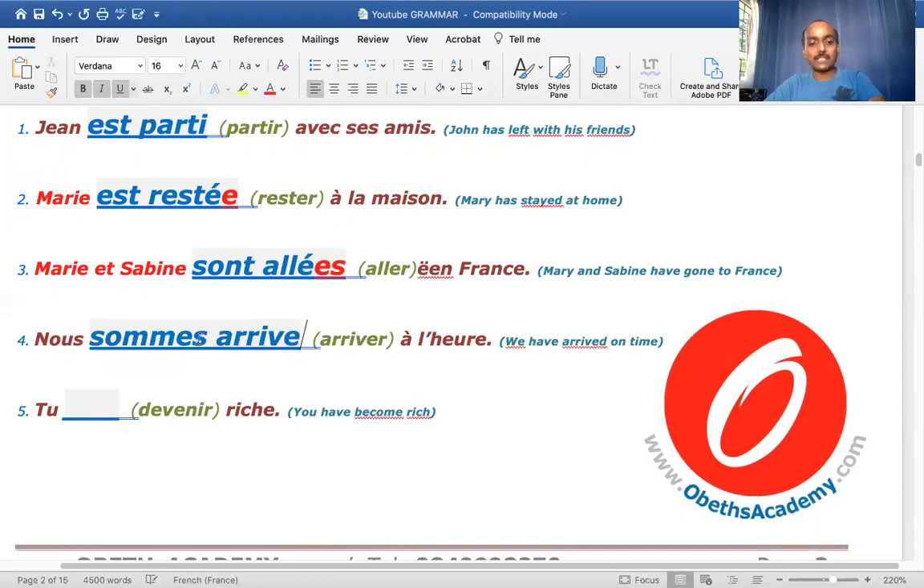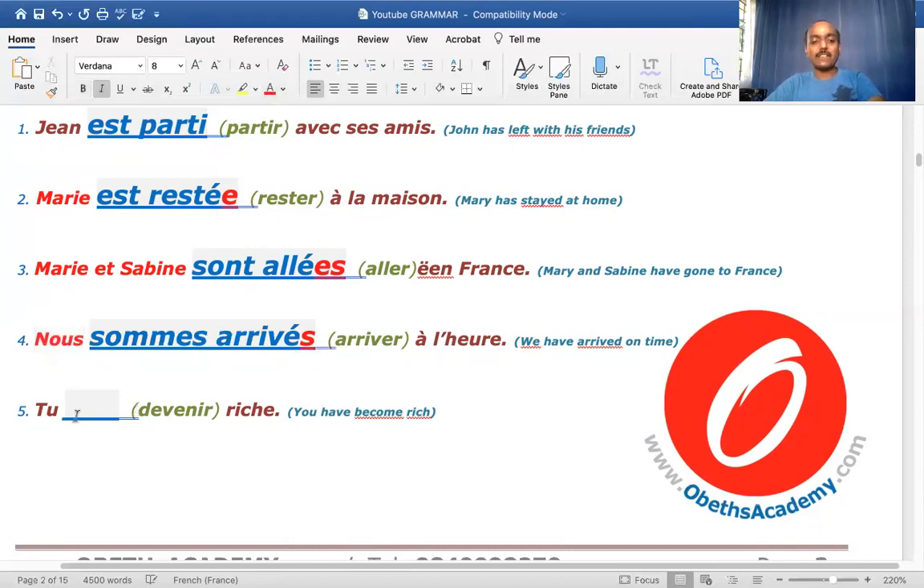So what's your agreement? Here, your subject pronoun is nous. It is something like plural, but we don't know whether it is masculine plural or feminine plural. So we'll just take it as masculine plural and add an s as the agreement. But if it is feminine plural, we need to add an e and s. But for now, we don't know whether it is masculine plural or feminine plural. So we'll just add an s here at the end for the subject pronoun nous.